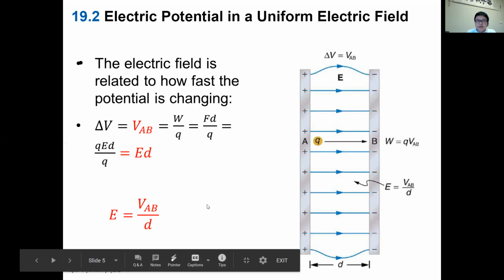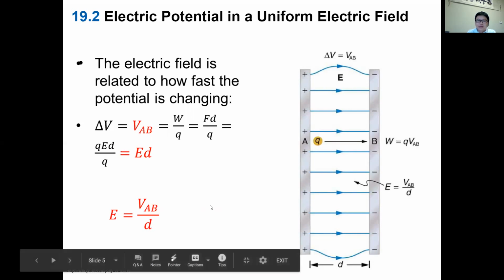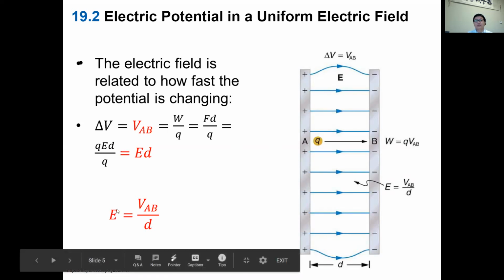We also took a look at the electric potential in a uniform electric field. If this is a uniform field, then the potential difference from point A to B is equal to the electric field times the distance from A to B. This is referring to the change in potential energy per charge. You can use the subscript: the potential difference from point A to B equals E times d. Or in another way, if you are looking for the E field, it is equal to the potential difference from A to B divided by the distance between A and B.